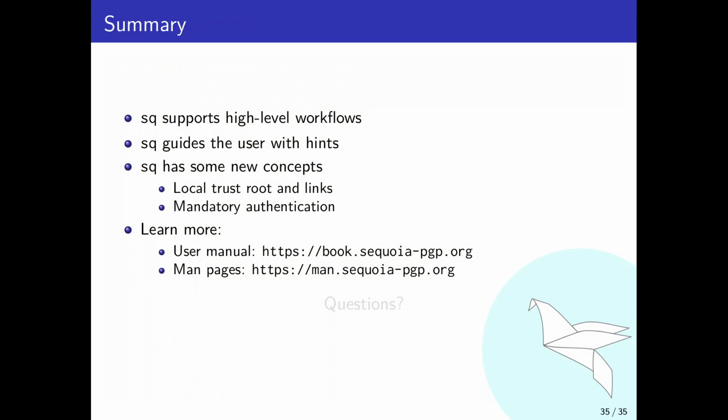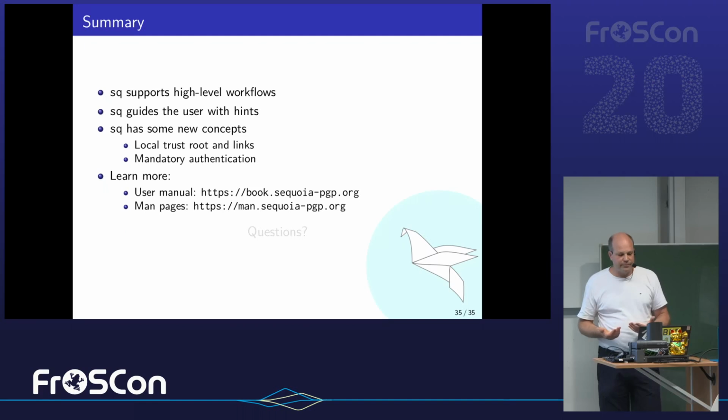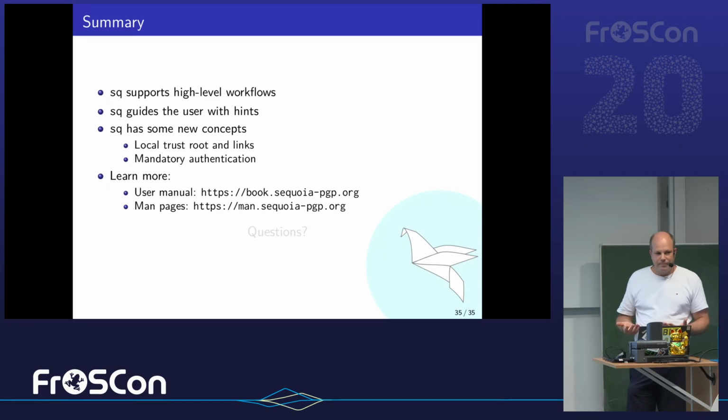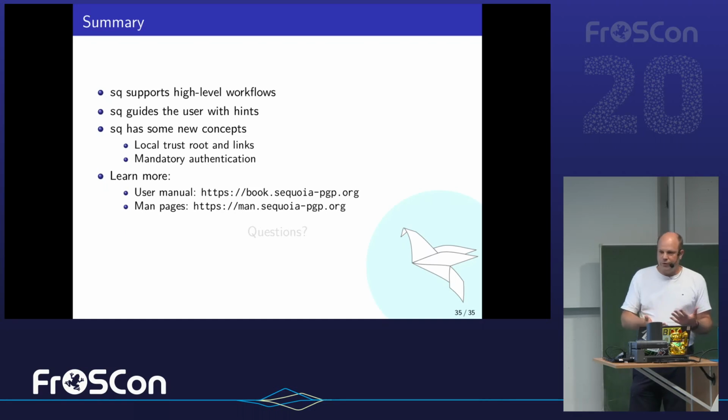So those are the demos. What did we see? We saw that sq supports a whole bunch of high-level workflows that are oriented towards users. sq guides users with hints. Sometimes there are different things that sq cannot know what the user wants to do, but it provides options so the user doesn't have to read the manual pages, doesn't have to follow a tutorial. sq has some new concepts. We have this idea of a local trust root, we have links and vouchers, and we have this mandatory authentication.